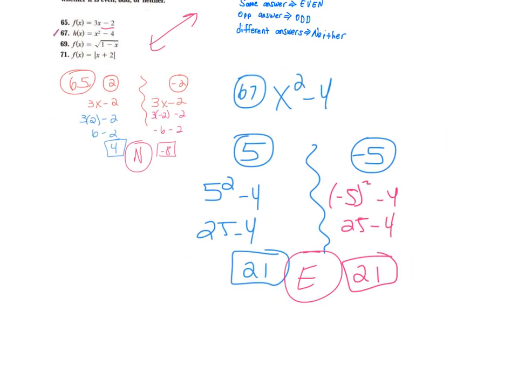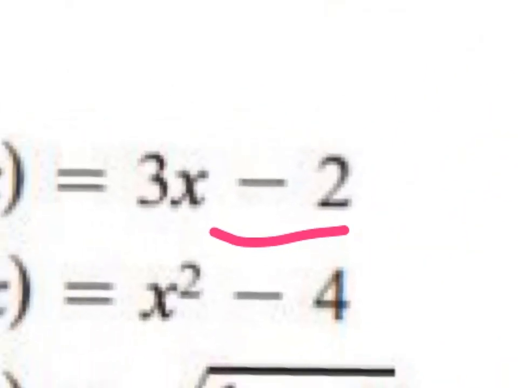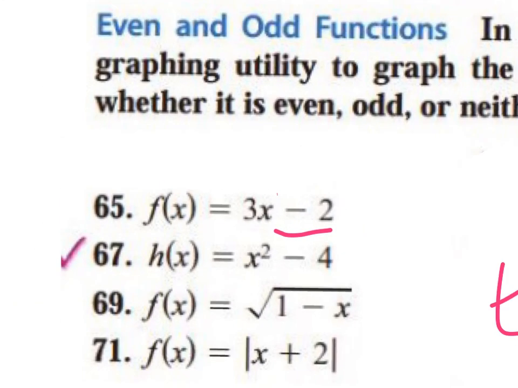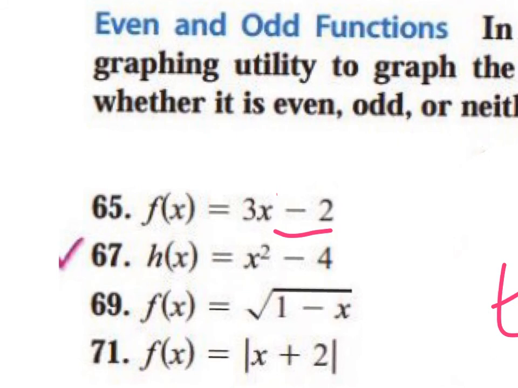What's another clue that this could possibly be an even function? Doesn't mean it is, but it could possibly be an even function. This squared. What's a clue that this could have possibly been an odd function? What's the exponent on 3x? 1. Just 1. If you have an even exponent, it's either going to be even or neither. If you have an odd exponent, to the first power, third power, it's either going to be odd or neither.